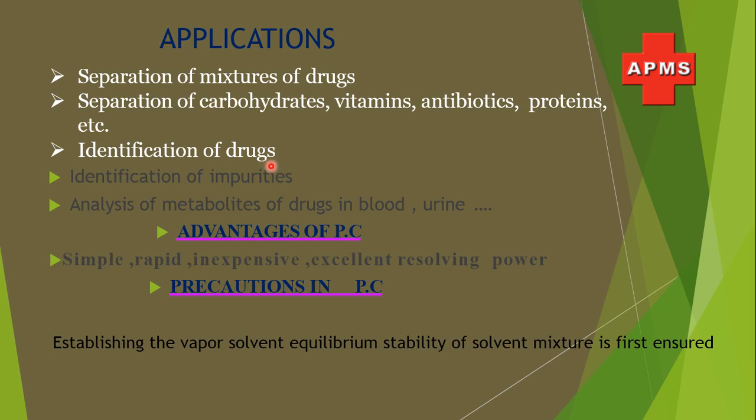Identification of drugs also. With separation we can also identify, because it is a qualitative and quantitative analysis technique. Identification of impurities: if some impurities are present in our sample, then we can identify them. Analysis of metabolites of drugs in blood and urine can also be done.